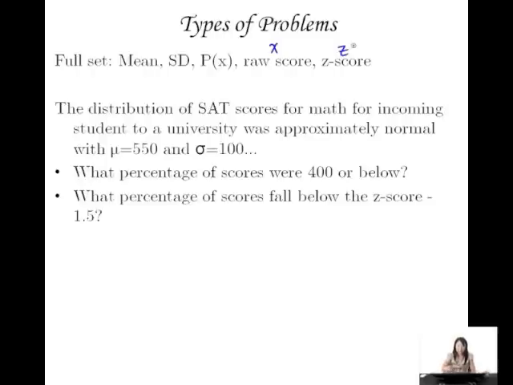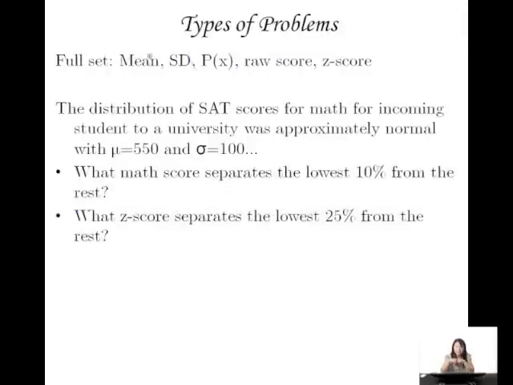So what's missing here? Here we have that same prompt. It says what percentage of scores were 400 or below. So that's percentage of scores. Or it might ask what percentage of scores fall below the z-score, negative 1.5, right? My negative sign didn't go over. So here we see that they're both about percentage of scores. So what might be missing is this. If you have either one of these and these two, you could find it, no problem.